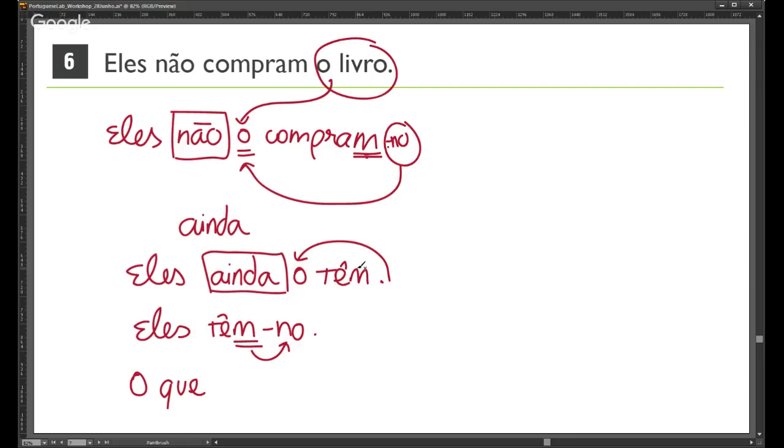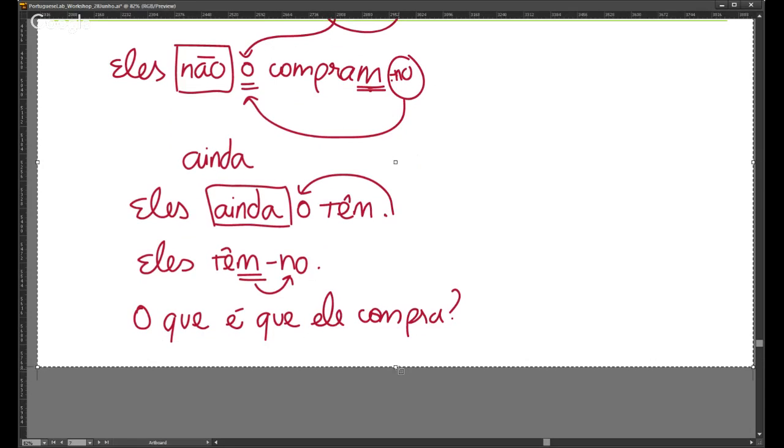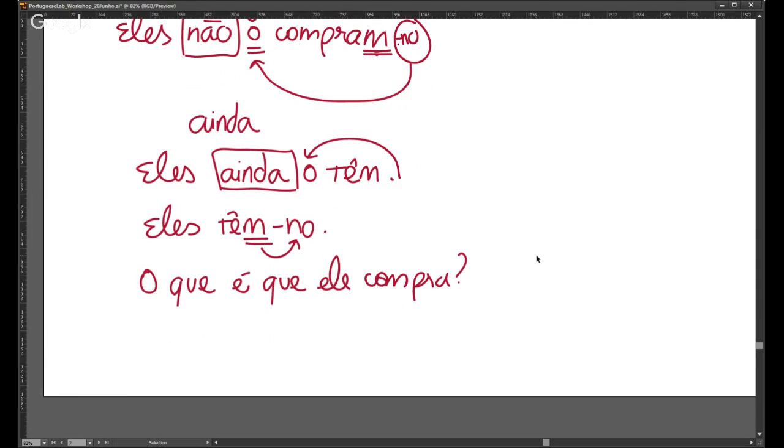Let's use he so that we have a similar sentence. O que é que ele compra? What does he buy? So that's the open question. Because you don't know what he buys, you have no direct complement here. You don't have the what he buys. But let's add the thing that he buys to the sentence, and let's transform this into a yes or no sentence. Ele compra o livro. So far, yes or no question, you also have the pronoun after the verb.